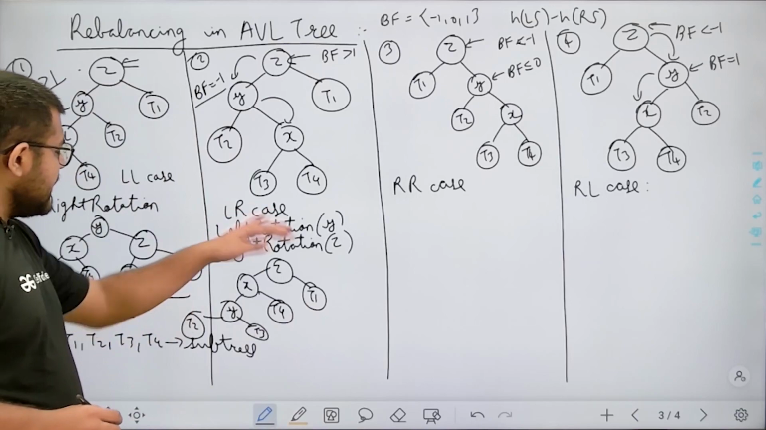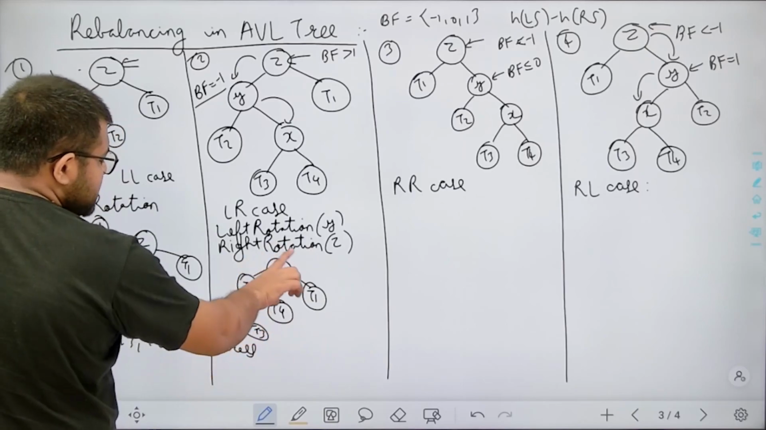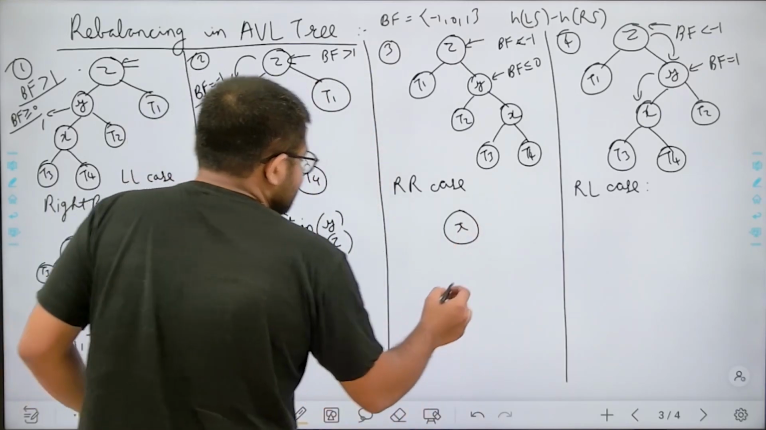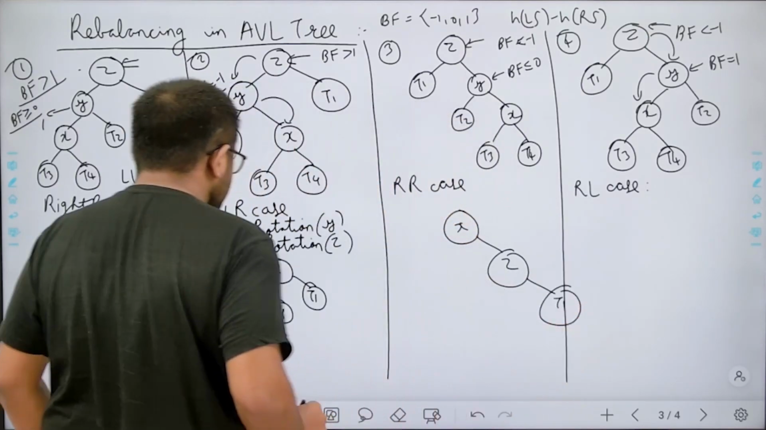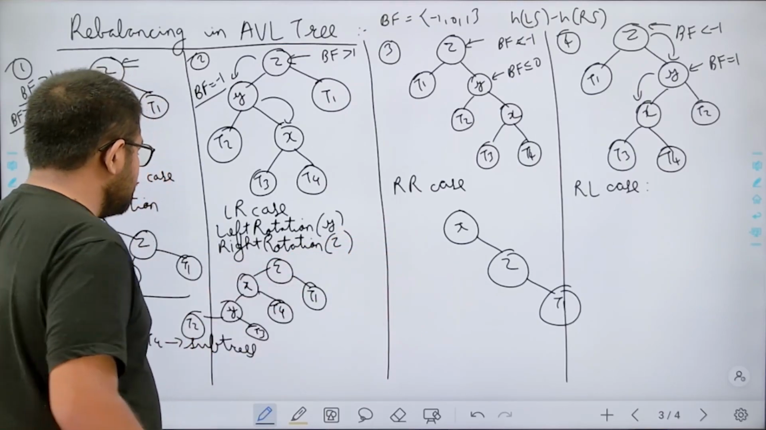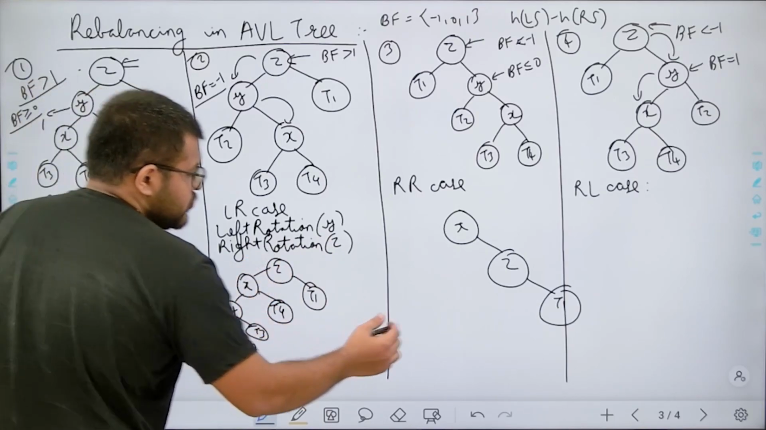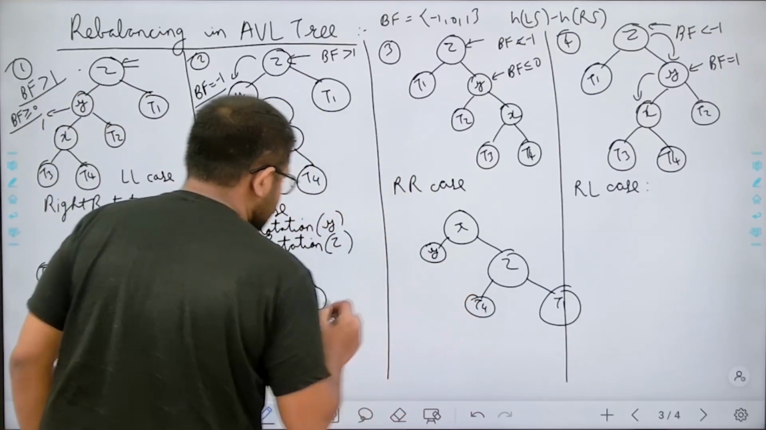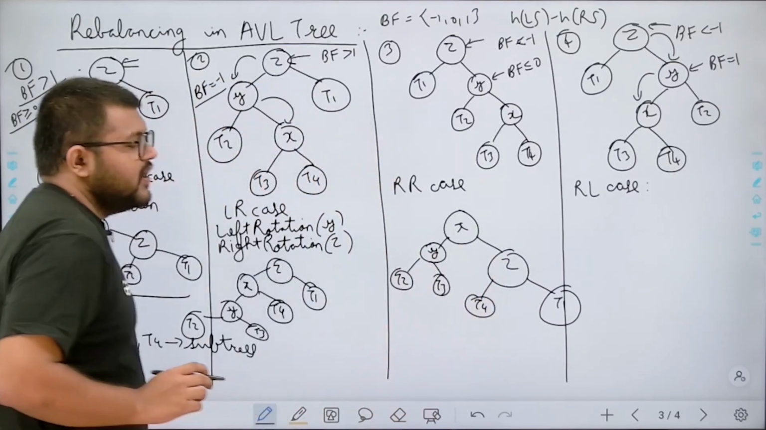Now we need to do a right rotation. So we will do right rotation on Z. So X will go up, Z will come down, and T1 will go here. Now there is no place for T4, but the left child of Z is empty. So T4 will come here. Then we will have Y here, T2 here, and T3 here, and this will be a balanced tree.